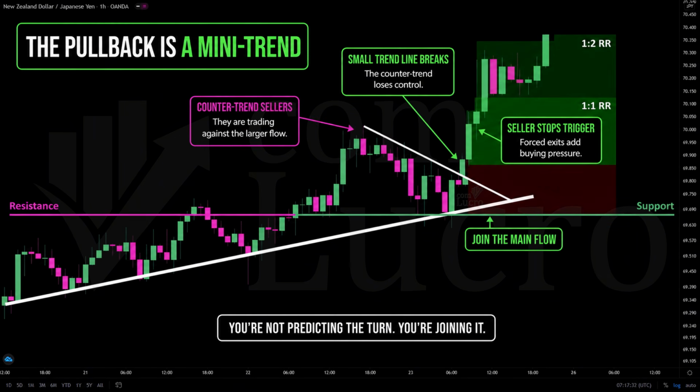Notice what that smaller trend line really represents. The pullback is a mini trend of its own, and the traders riding it are trading against the larger flow. When their line breaks, their stops start going off, and their forced exits become the push behind your entry. You're not predicting the turn. You're joining it while the other side gets carried out.